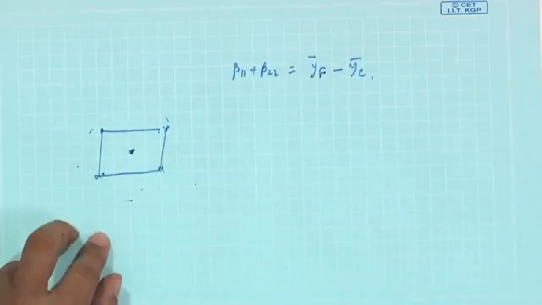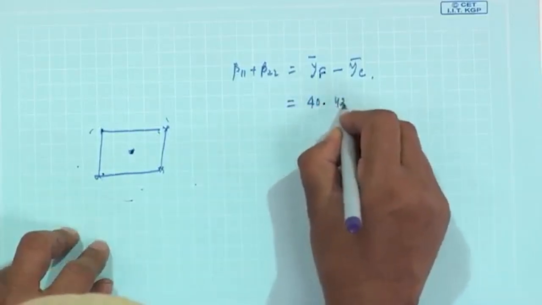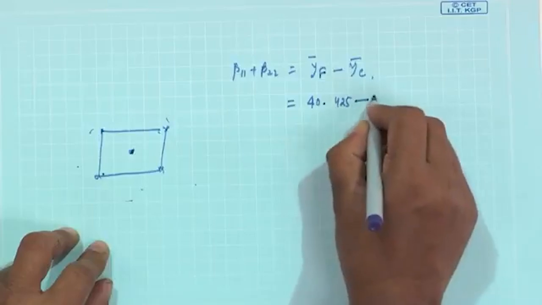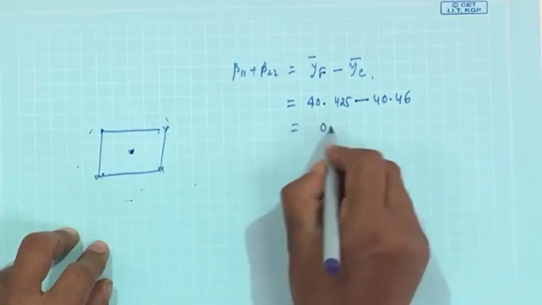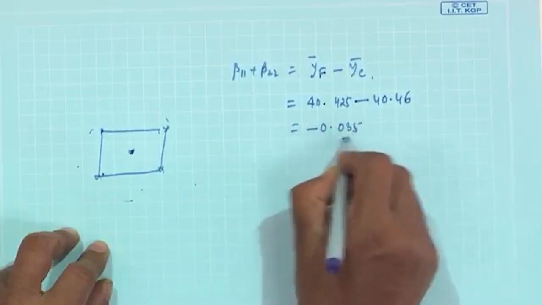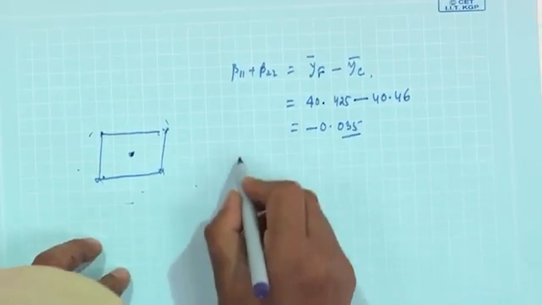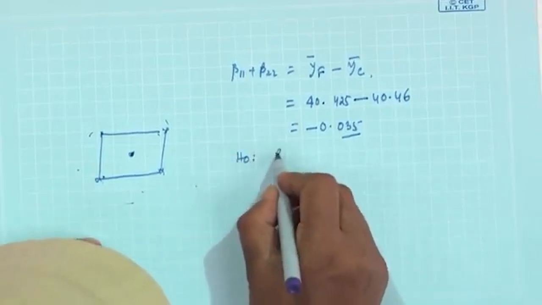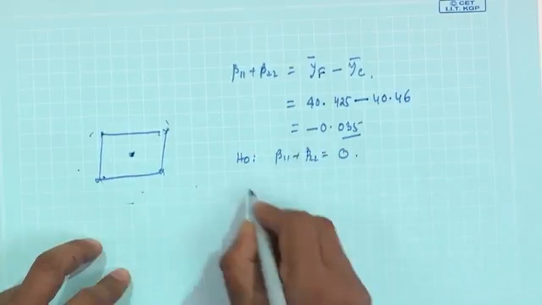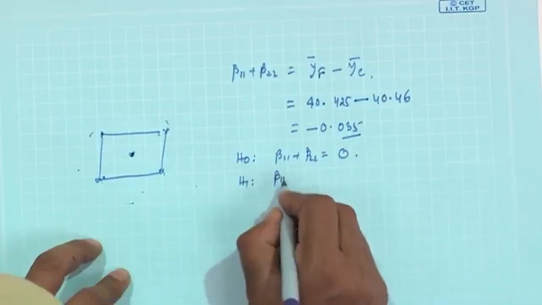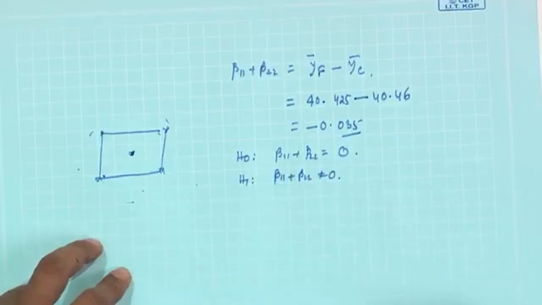Now, y bar at factorial point is 40.425 and y bar at center point is 40.46, so this difference is -0.035. So, what you are doing here? You are creating a null hypothesis that beta 1 1 plus beta 2 2 equal to 0, and the alternate hypothesis is beta 1 1 plus beta 2 2 not equal to 0.